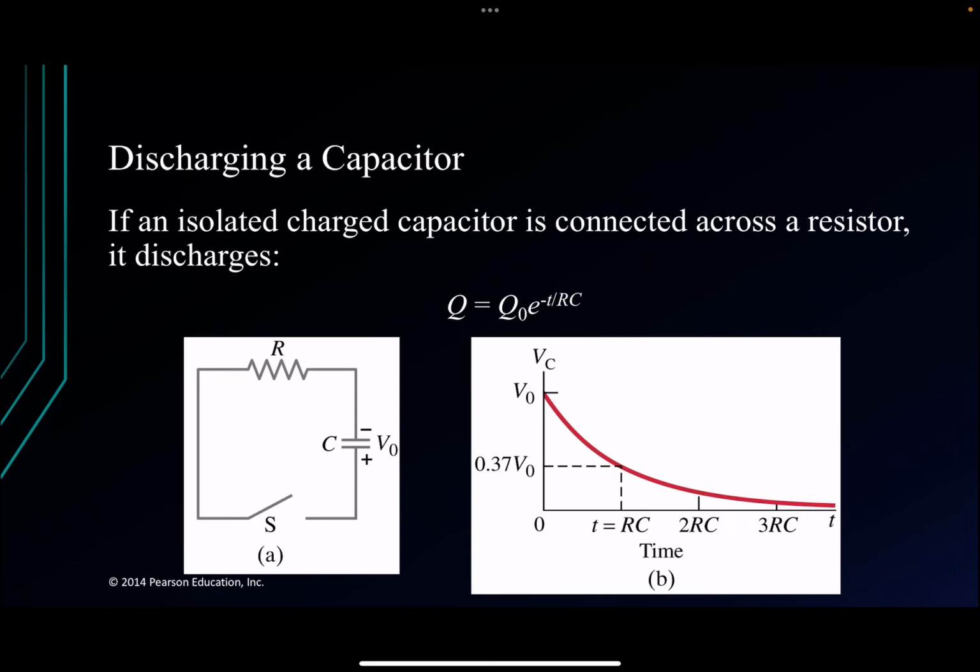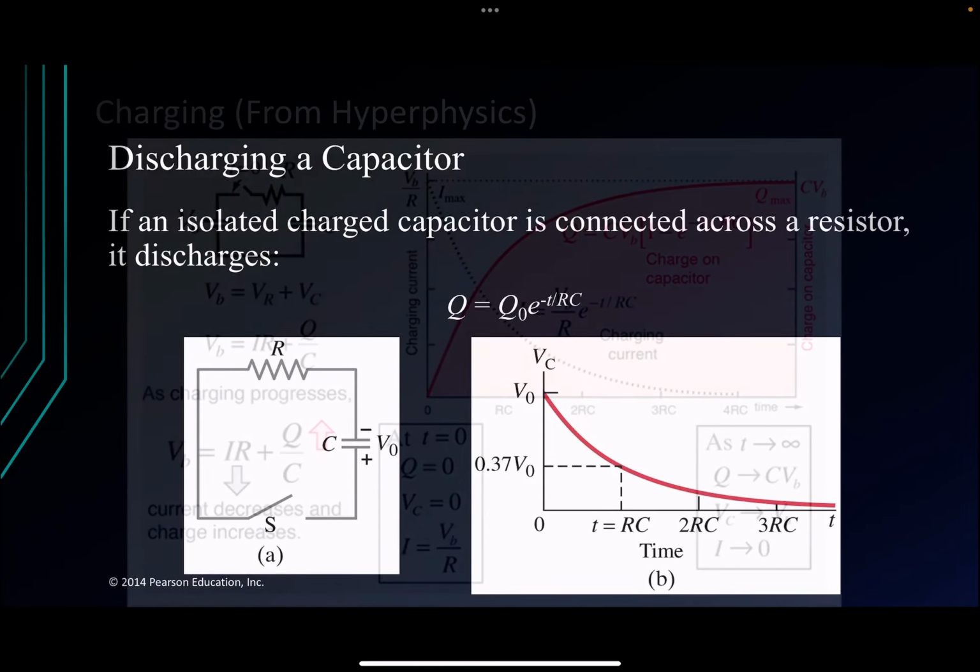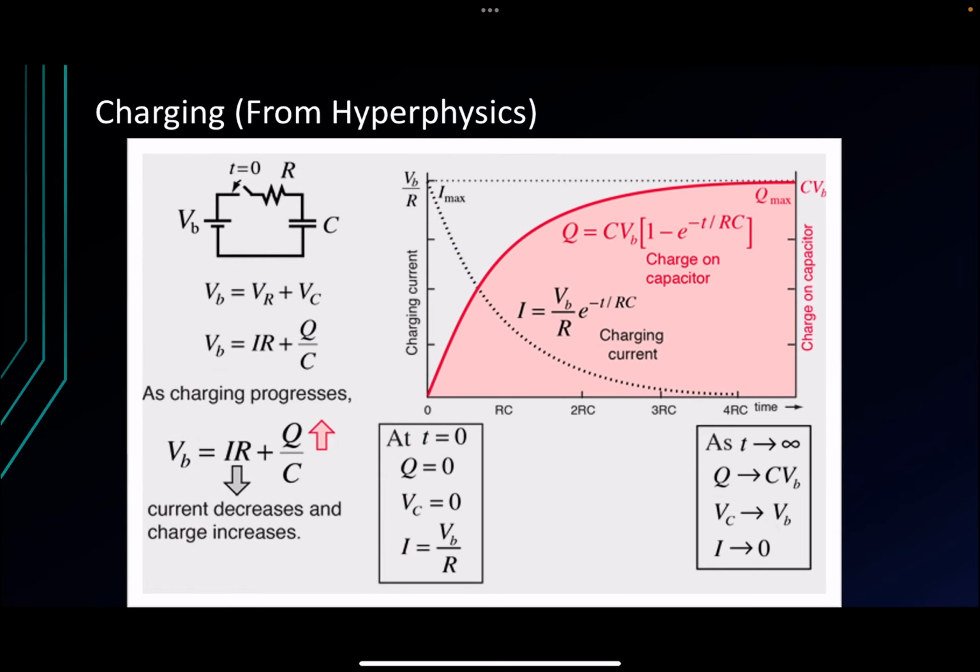So again, here's if an isolated charged capacitor is connected across a resistor, it discharges at this rate. Okay. This is from Hyperphysics. I love Hyperphysics. Hyperphysics is not good for learning in the first place because it tells you everything at once, but it is an awesome place to review. You've probably seen some of their graphics in some of my presentations. So Hyperphysics is a great way for reviewing.